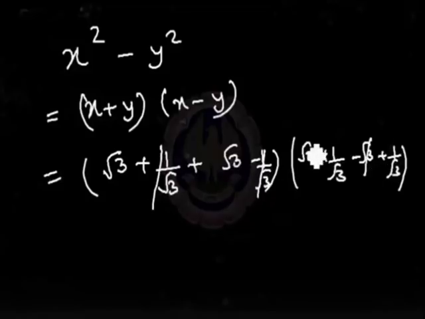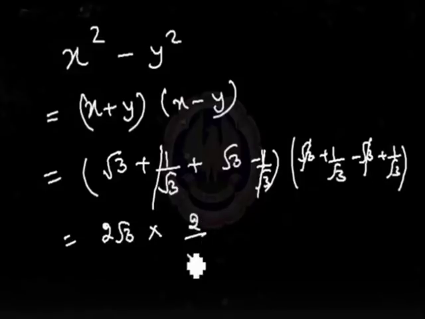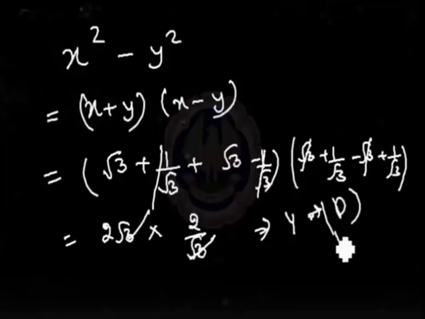So these two get cancelled, here these two get cancelled. So here we get 2 root 3 into, in place of this we get 2 by root 3. Root 3 gets cancelled. This is equal to 4. That's option D, the answer. Correct? Very simple question.